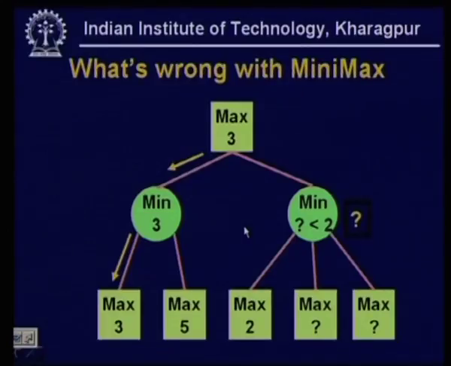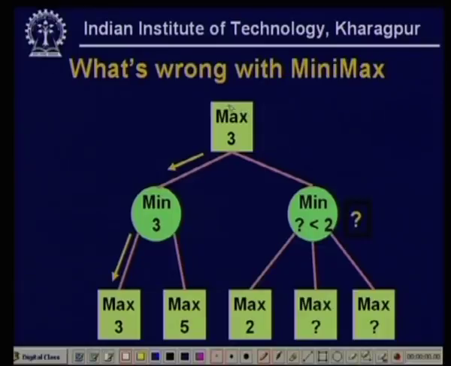Now, before we go to the formal properties of the algorithm, we will take up an example and show why such pruning is necessary or such pruning can be done. So, let us consider this game tree. The square nodes correspond to the max player and the round nodes correspond to the min player. Here it is the max player's turn to move. At this level, it is the min player's turn to move, and at the lowest level, here again we have the evaluation for the max player.